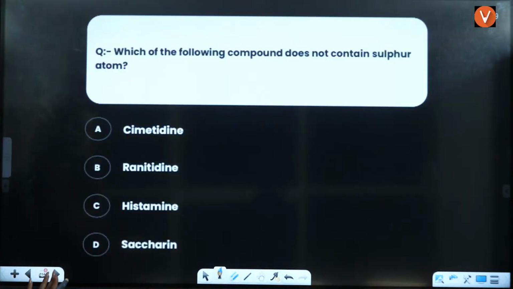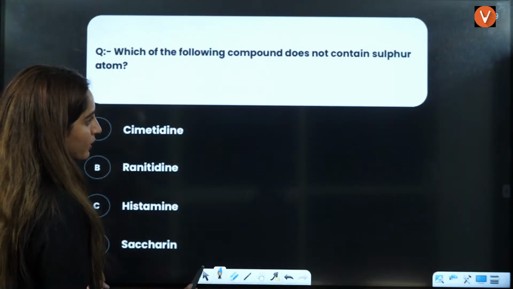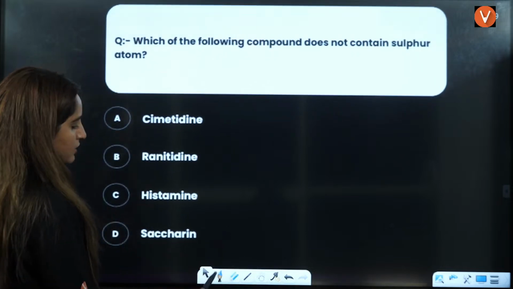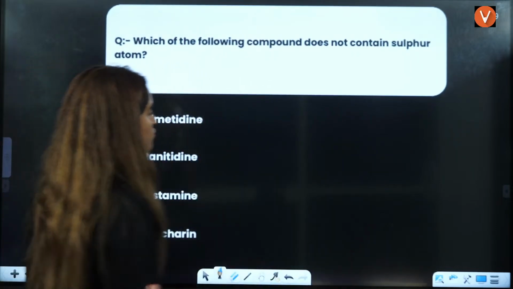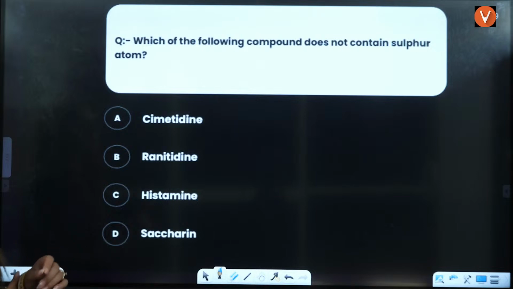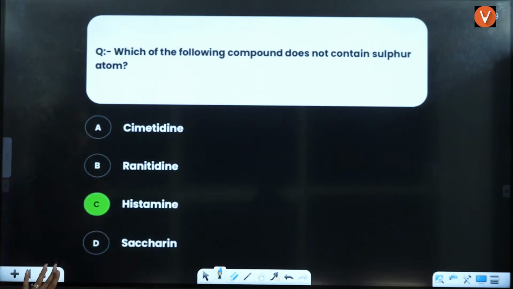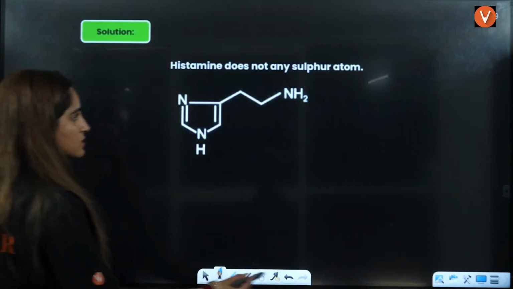Next is, which of the following compounds does not contain sulfur? Cimetidine, ranitidine, histamine, saccharin. Yes, students. So the answer is going to be histamine, right? So let us see what histamine is.